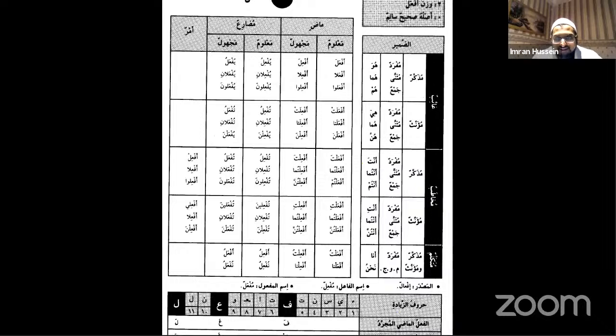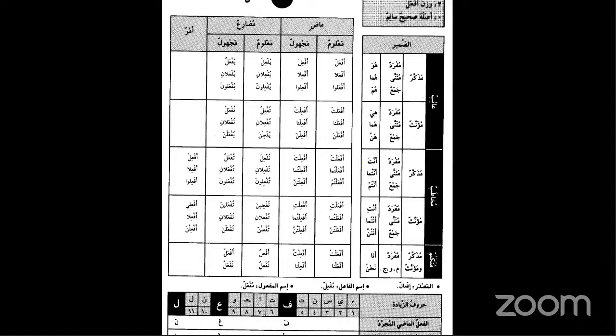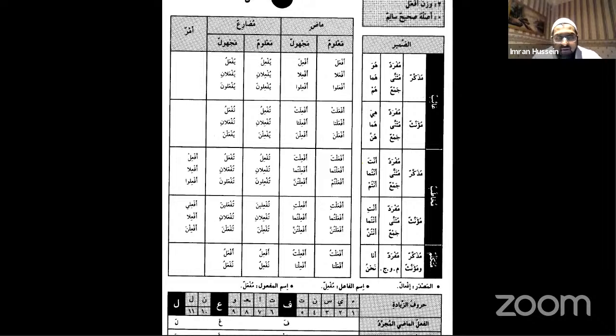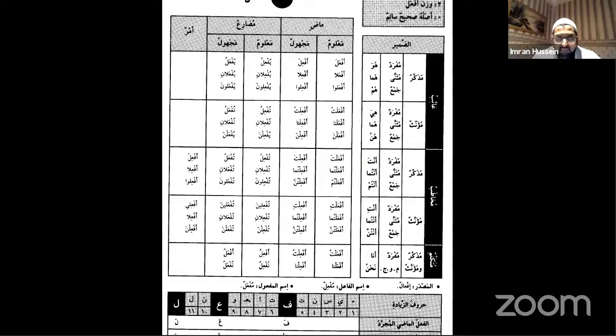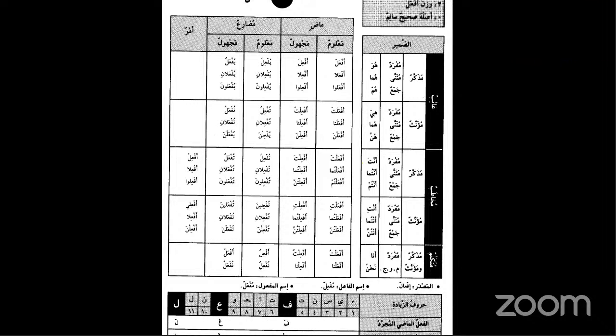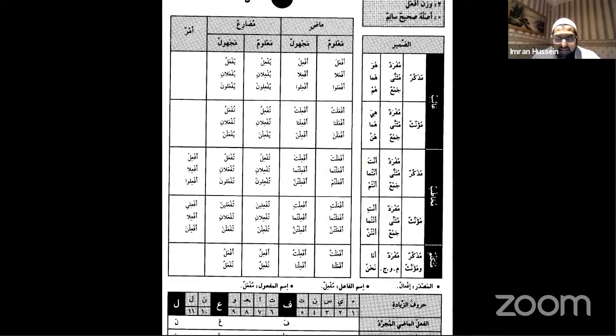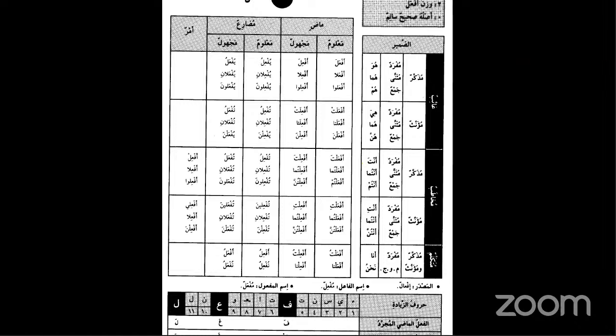So that means there is no situation where the lam is going to take a dhamma? No. All of the time, the hamzatul qat always has the fatha, and the lam will always be a kasra or a fatha, a kasra usually. Always, because it's a 4-letter verb. It has only one pattern, that is it. Full stop.